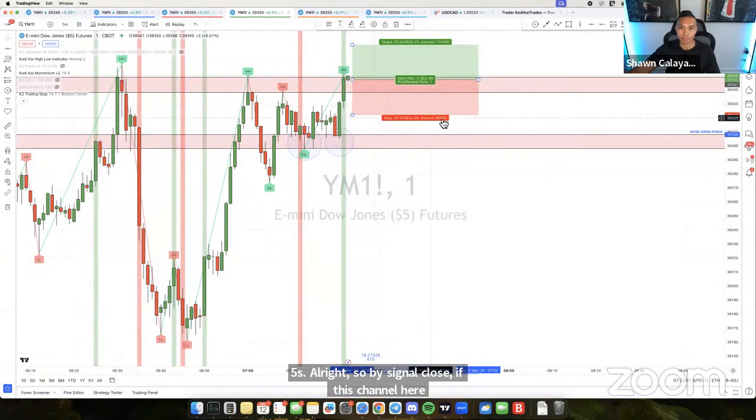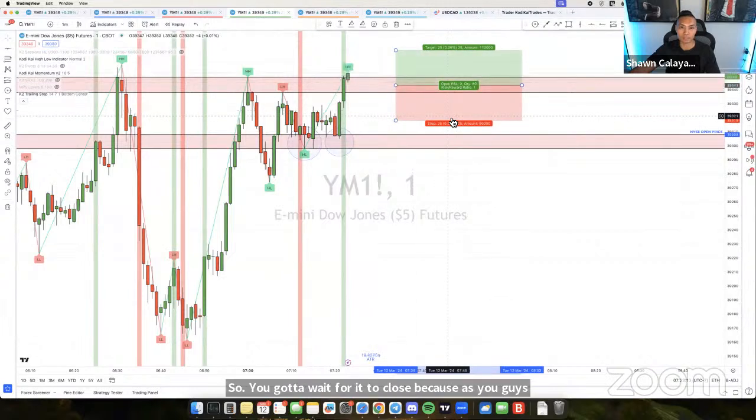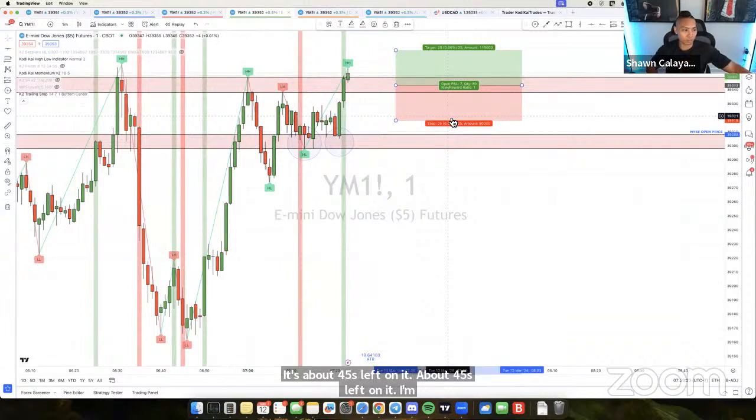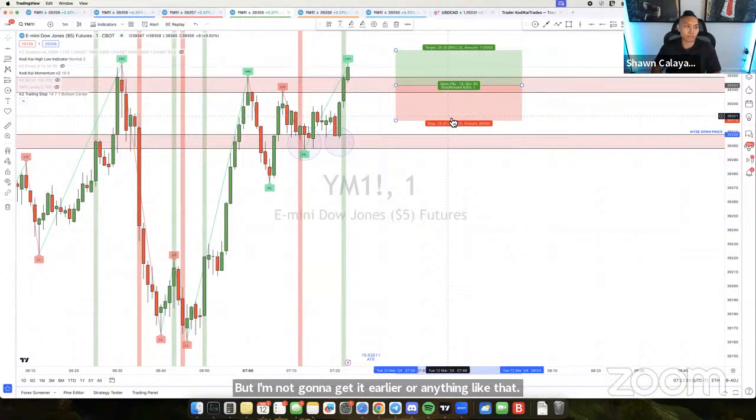So you got to wait for it to close because as you guys can see, it's not really closing very cleanly. You got to wait for the very last second. So I'm going to leave it as is right now. It's about 45 seconds left on it. I'm going to wait until like the last 10 seconds maybe, and then I'll look for a possible opportunity to take entry here. But I'm not going to get in earlier or anything like that. I'm just going to wait because it's still got 30 seconds here. A lot can happen in 30 seconds.